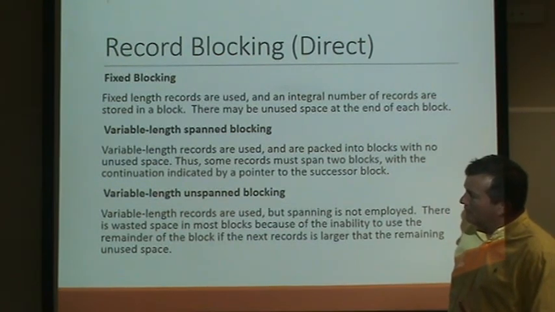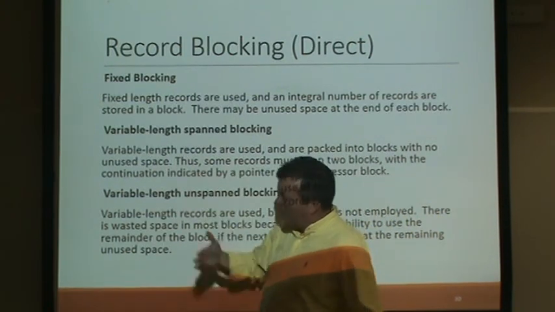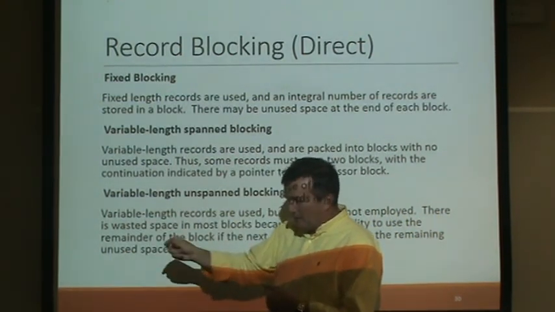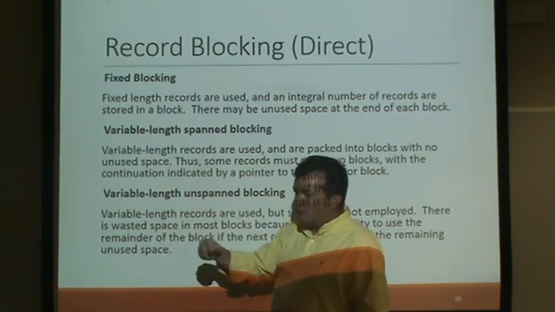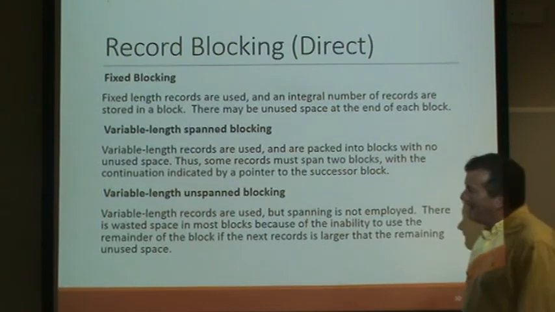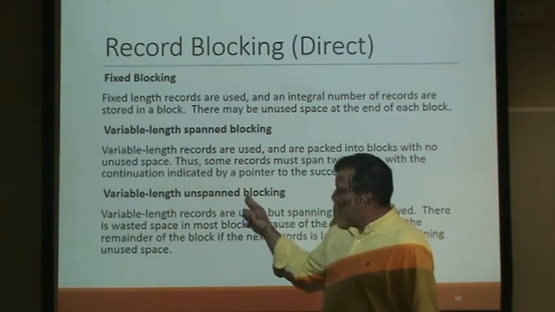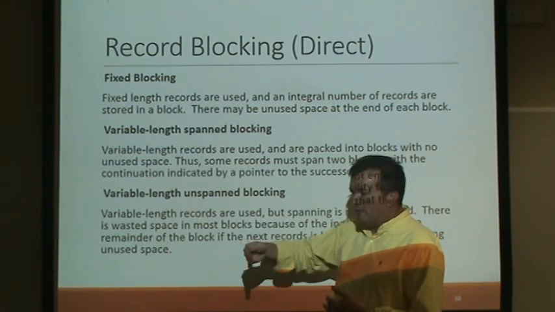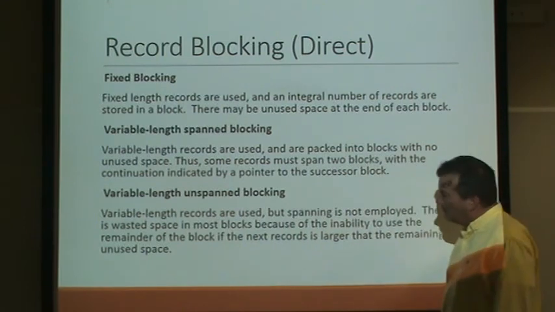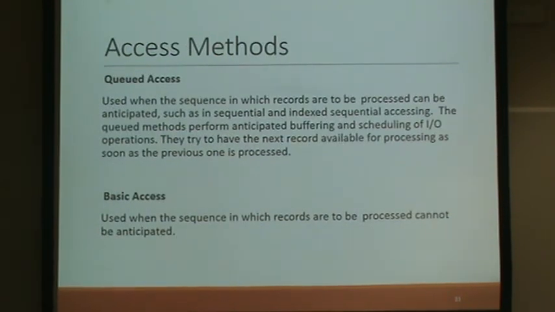You can have variable length spanned blocking. So you could write variable size records into your block, and if a record starts on one block and has to finish on another one, you can link them together. And you may want, for expedient reasons, to have them not spanned. So if a record can't fit into a block, you start it on a fresh block. So you'd have more fragmentation, but maybe you could read files quicker.